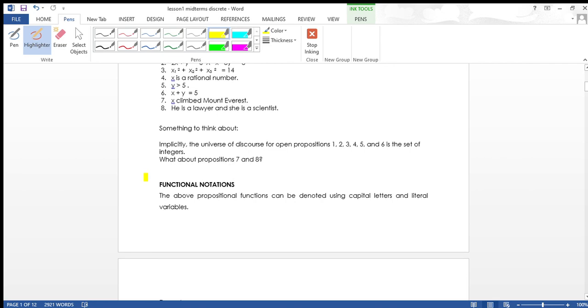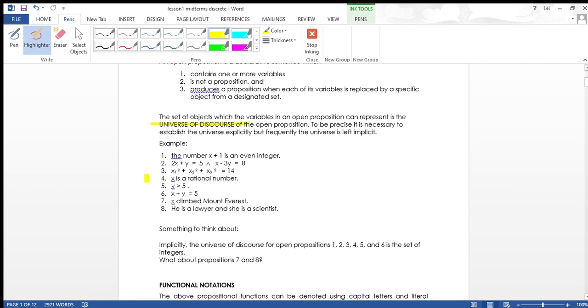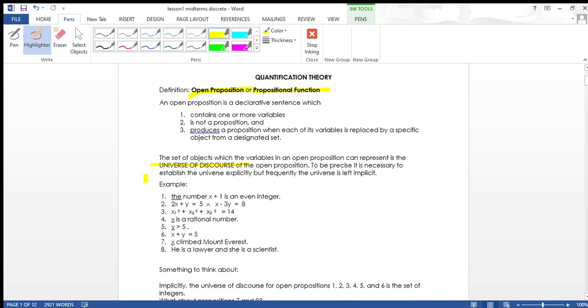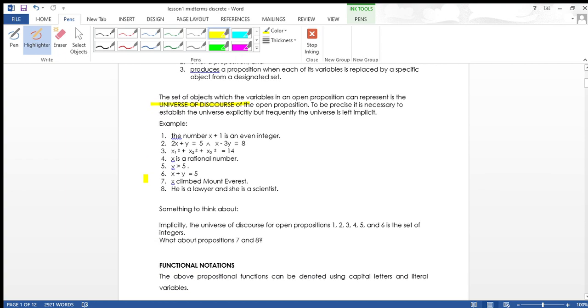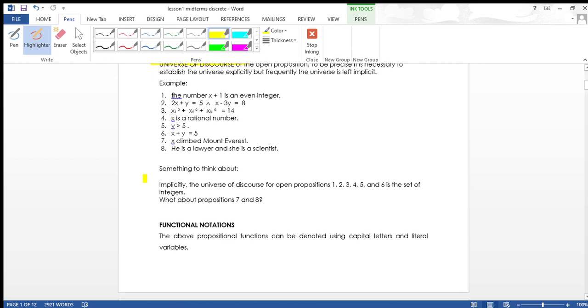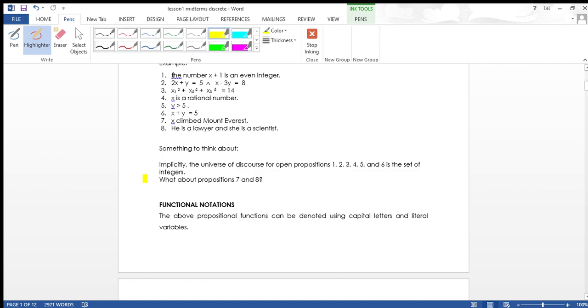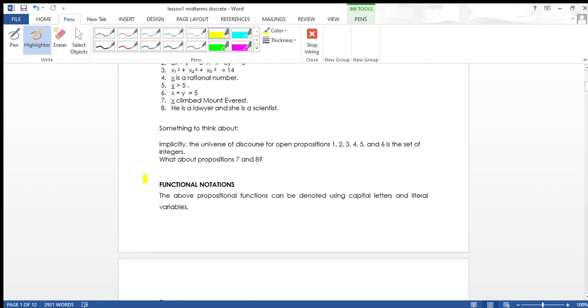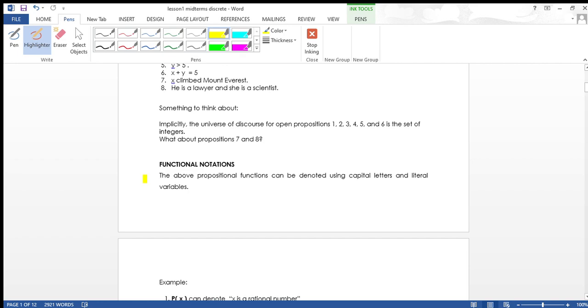And then, since an open proposition is also known as a propositional function, it means that an open proposition can be denoted using a functional notation. And a functional notation will be having capital letters for the function name itself, and then we have the literal variables, or the variables involved in the open proposition.